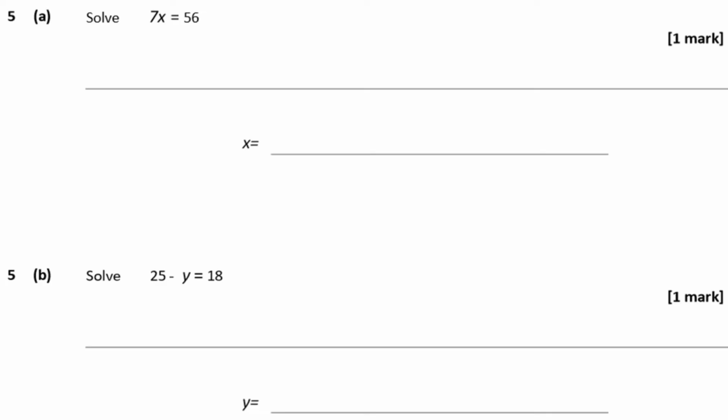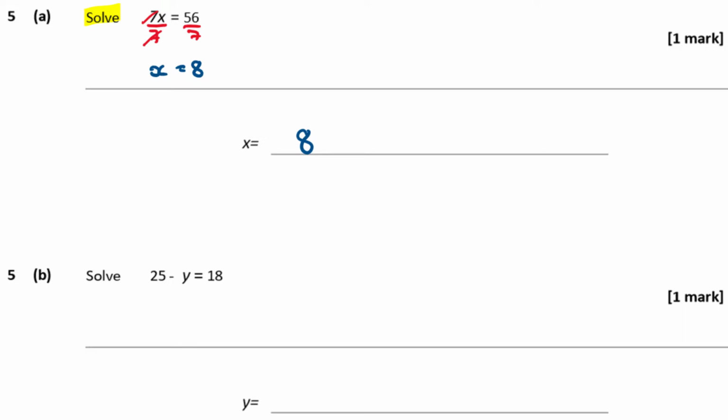Question 5a, solve 7x equals 56. Now I want to solve something. That means get x by itself, work out the value of x. At the moment I've got 7x. If I want to find x from 7x, I need to divide by 7. And with equations, if you do something to one side, you have to do the same thing to the other side, otherwise it doesn't stay balanced. So my 7 and that 7 there are going to cancel out, leaving me with x on the left, and then 56 divided by 7, well, that's 8, isn't it? So x is equal to 8.